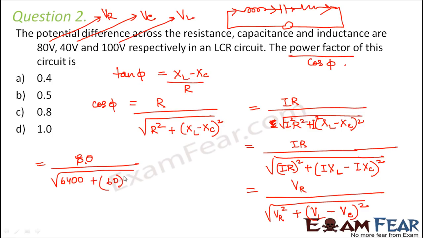So this is equal to 80 divided by root over 6400 plus 3600. So this is equal to 80 divided by root over 10000, which is equal to 80 divided by 100. So this is 2 4s are 8, 2 5s are 10. So 4 by 5, which is equal to 0.8. So the correct answer is C.